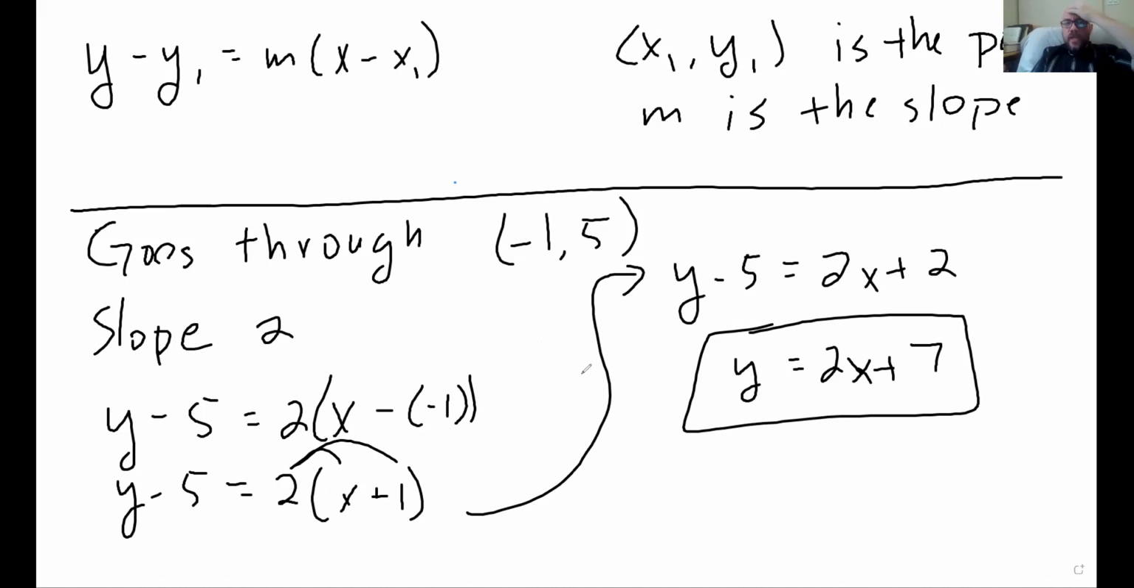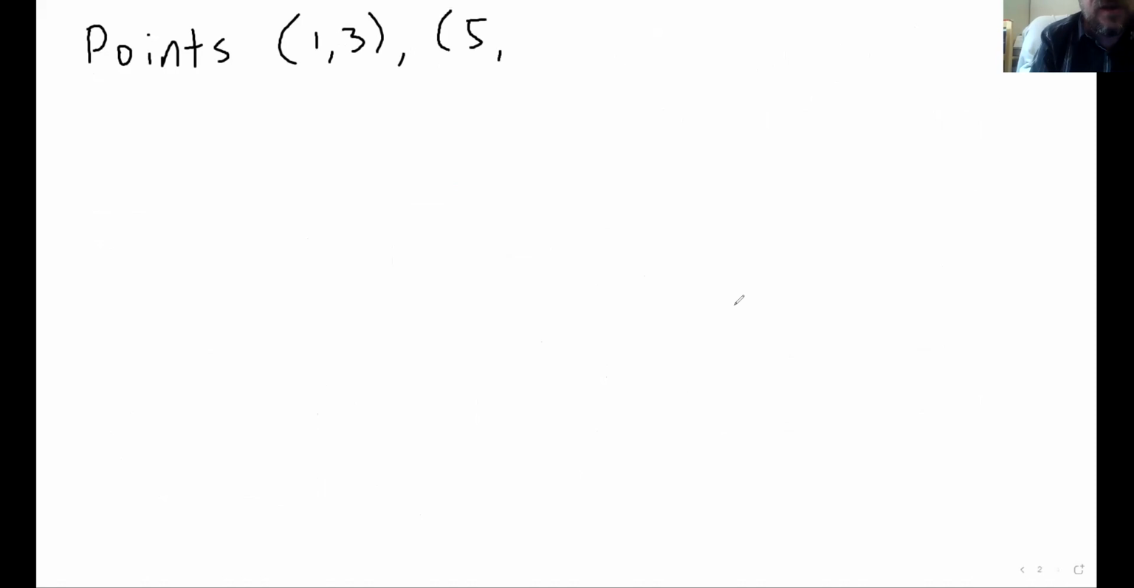So let's do a slightly harder circumstance. Let's say I have 2 points. Let's say I have to find the line through these points. Let's say 1, 3, and maybe 5, -7. So I want the line that goes through those 2 points, 1, 3, and 5, -7. I'll go ahead and graph that. And interestingly, it's actually easier to graph this line than it is to find the equation of it.